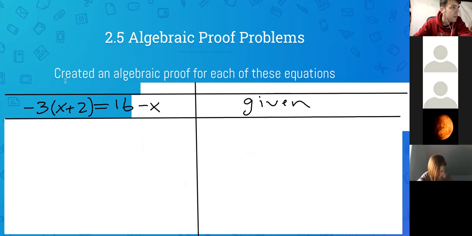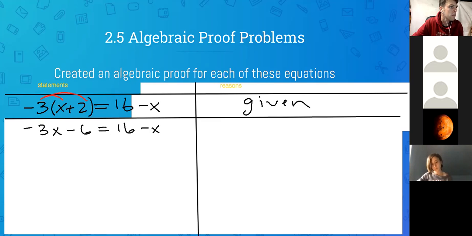With proofs like this, you always start with your given. In this case, it was the equation. And the reasons are going to be our properties of equality or that it was given to us. Okay. So first step in this equation, well, equations in general can usually be solved in multiple different ways. I'm going to do it in this particular way, but it's totally up to you. I'm going to start by distributing. I think that's probably just a common step that people will make here. So we'll end up with negative 3x minus 6 equals 16 minus x. And that is the distributive property.